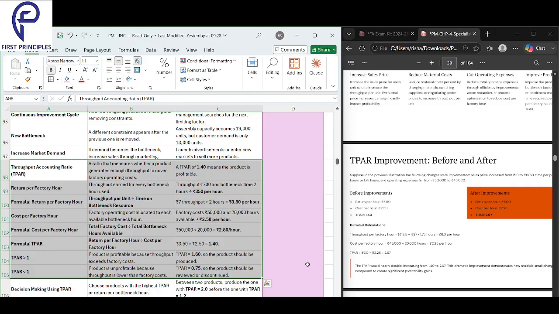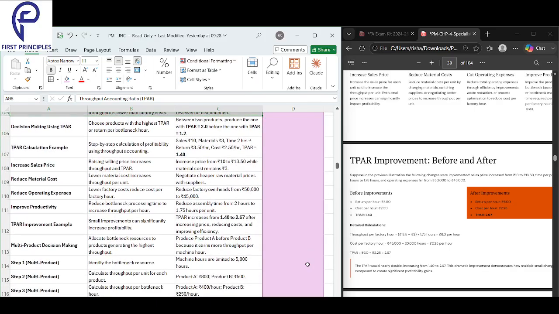We have some examples with regard to return per factory hour and cost per factory hour. We can look into some examples, but you need to understand what throughput really means. It measures whether a product generates enough to cover your factory operating cost or not. If it's greater than 1, it does. If it's not greater than 1, to be honest, it doesn't.